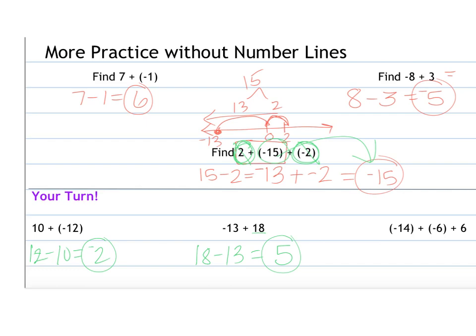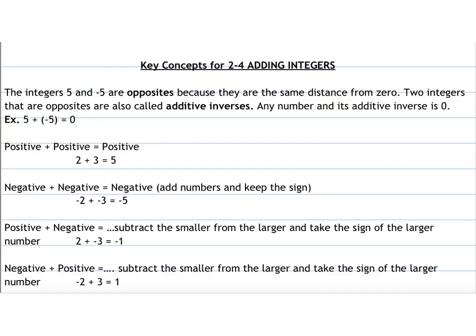And then negative 14 plus negative 6 plus 6. Right away, I can see that that's 0, so my answer is going to be negative 14. Lastly, you do not need to write this down except whatever you feel like you want to write down to help you remember this.